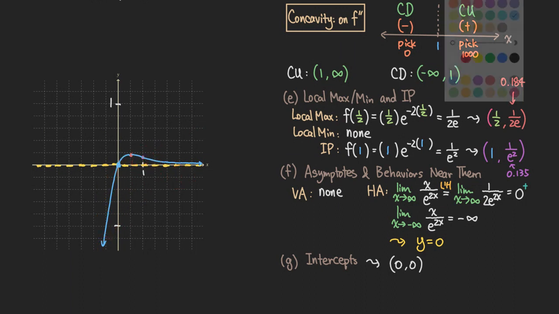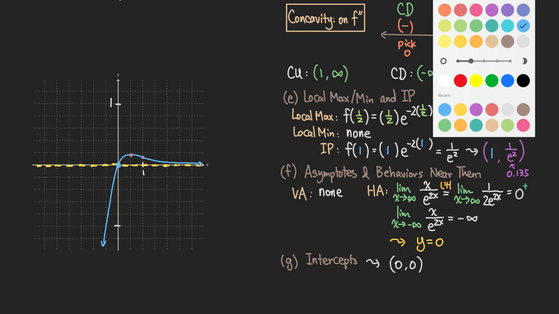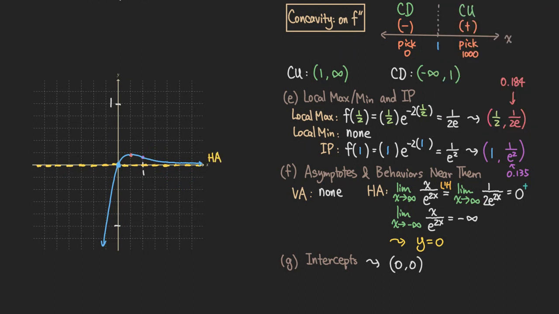So let me just label my answers right here. There is a horizontal asymptote, y equals 0 right here. And then we have the local maximum, and then we have an inflection point, and their coordinates are right here. Okay, so that's it for this problem.